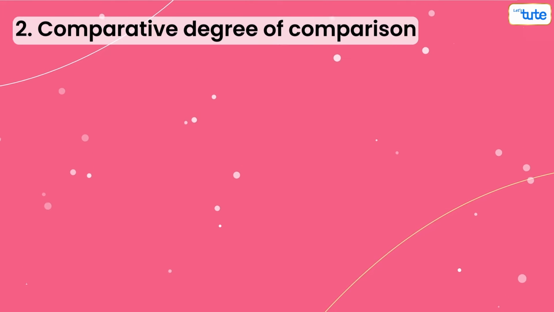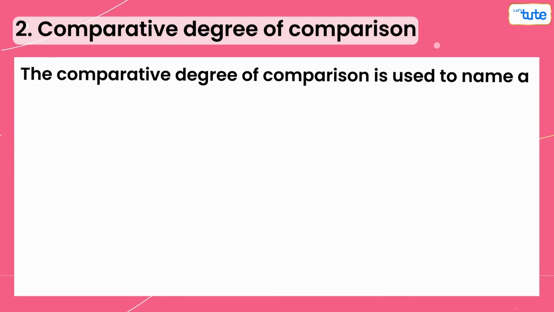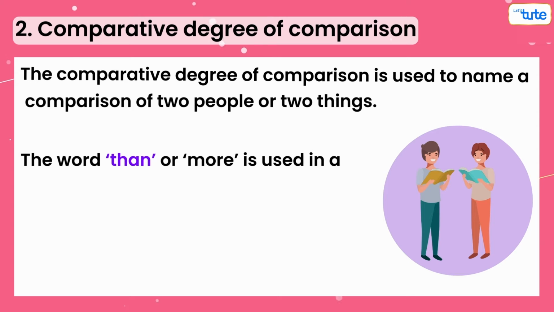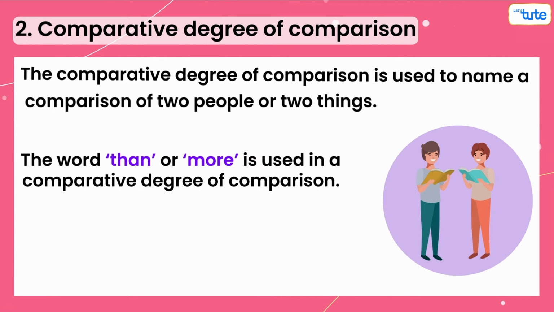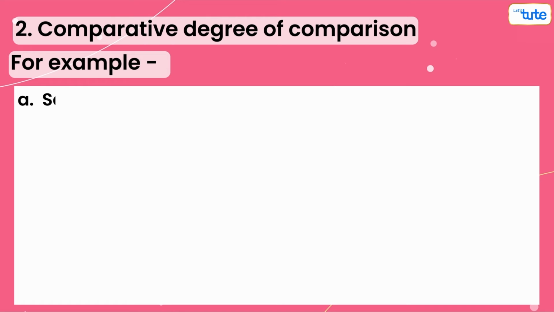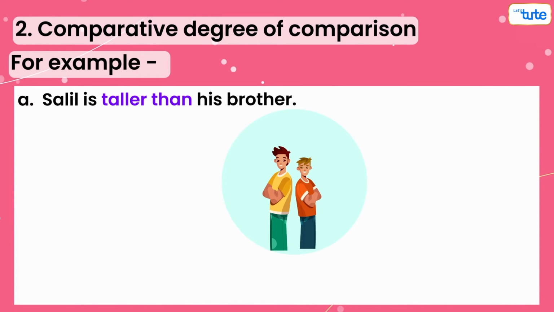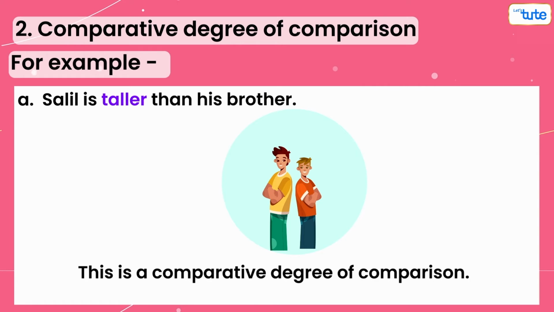Comparative degree of comparison. The comparative degree of comparison is used to name a comparison of two people or two things. The word than or more is used in a comparative degree of comparison. For example, Salil is taller than his brother. Here in this sentence, Salil is compared to his brother in height. He is taller than his brother. The adjective tall has become taller. Thus, this is comparative degree of comparison.